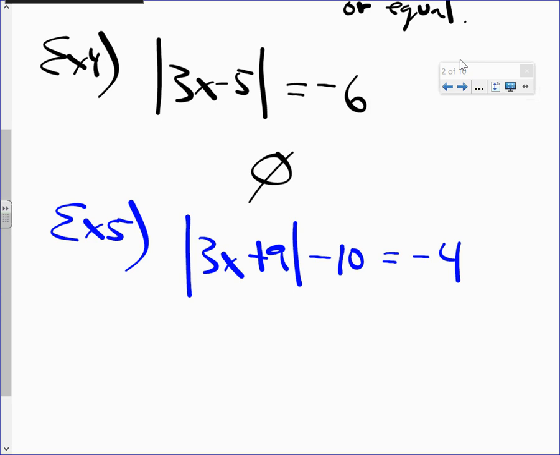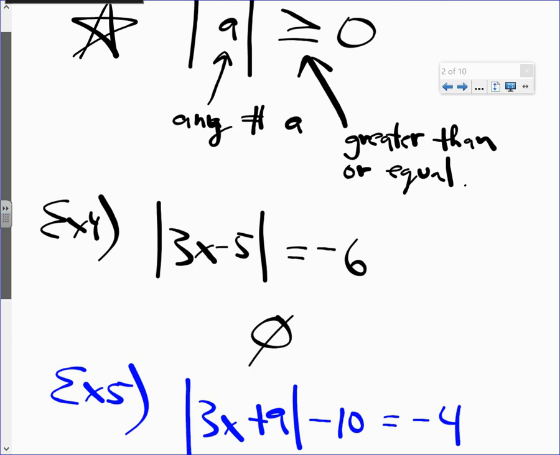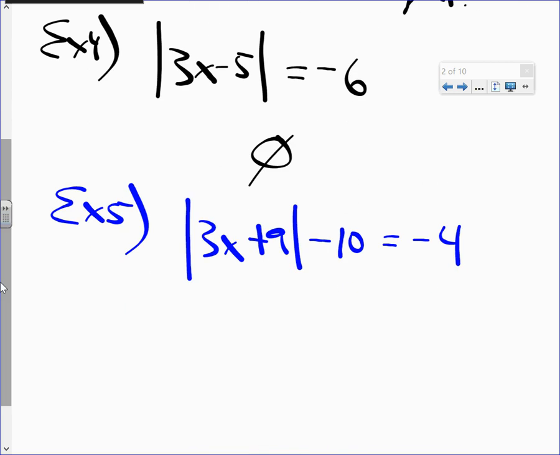This is 3x plus 9. Careful. But look on the left side. There's something else besides the absolute value. There's actually a negative 10. So we can't use the rule yet until the absolute value is by itself on one side. So what should we do to both sides of the equation to get the absolute value alone? It's already being subtracted. What's the inverse?